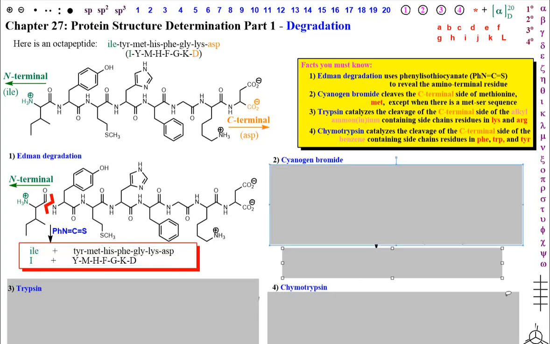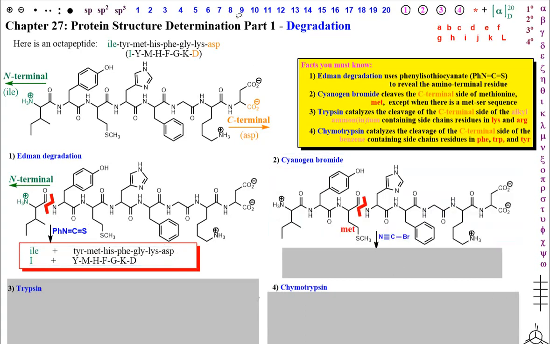Cyanogen bromide clips the C-terminal side of the methionine residue, MET, except when there is a met-Cys sequence, and I don't put met-Cys sequences on tests. So in this one we have met with his, not a problem. It's going to cleave the bond here, giving us 2 fragments.